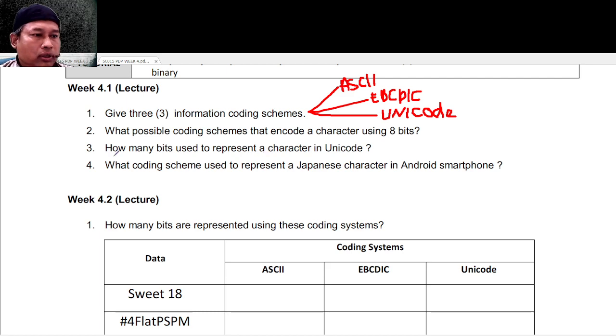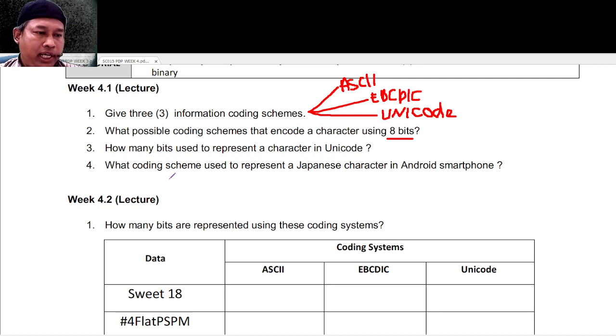So number 2, what is a possible coding scheme that encodes a character using 8-bit? Now you must remember which coding schemes use 8-bit. The coding schemes that use 8-bit are ASCII and EBCDIC. ASCII is used on personal computers or servers, and EBCDIC is used on mainframes and high-end servers. High-end servers means supercomputers.